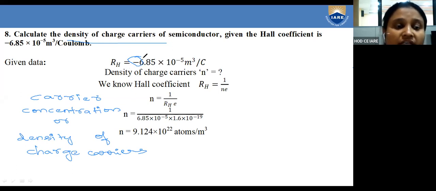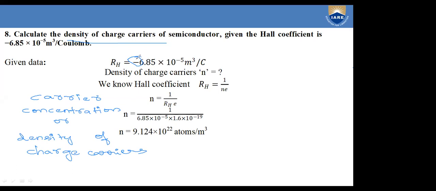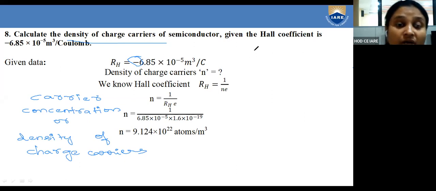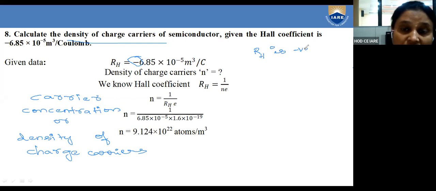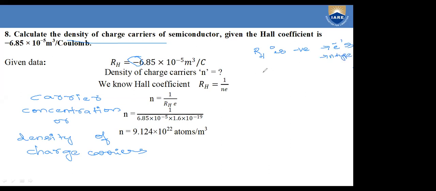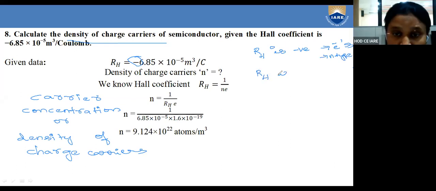What do you mean by having negative Hall coefficient value? It is moving in opposite direction. It's not about opposite direction. I told you RH is negative if your charge carriers are electrons. It means that you are talking about n-type semiconductor, because in n-type semiconductor majority charge carriers are electrons. Whereas RH is positive if your majority charge carriers are holes, and holes are present in majority in p-type semiconductor. So if I get negative, it means that I am dealing with electrons, negative charge carriers.